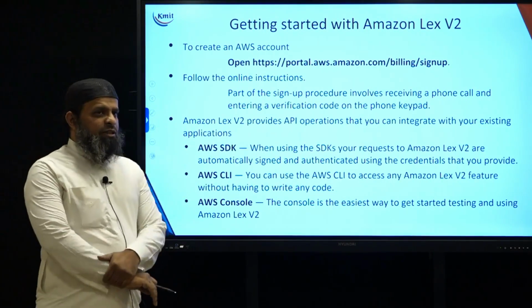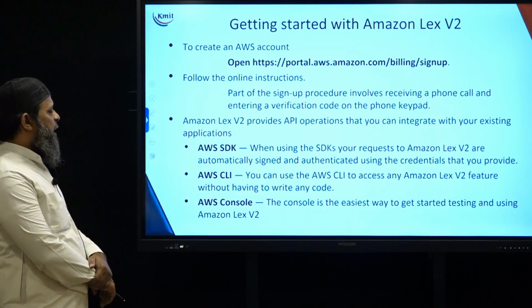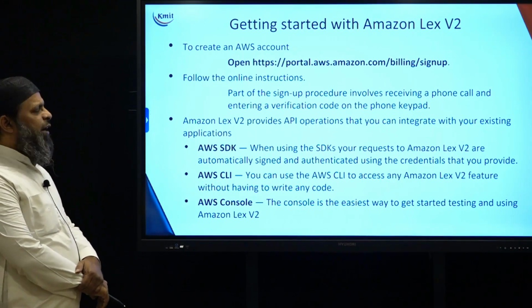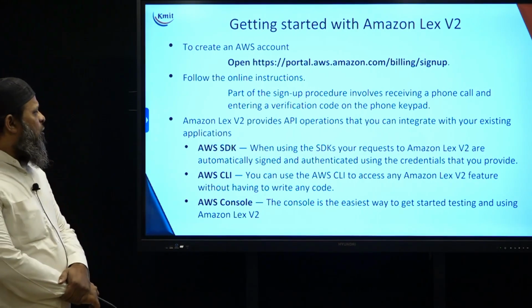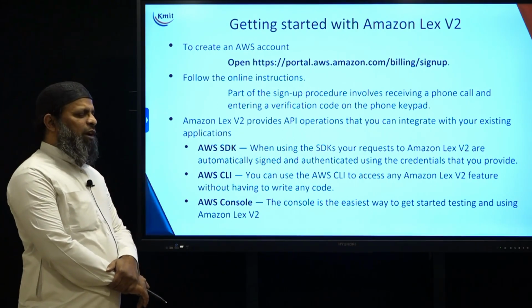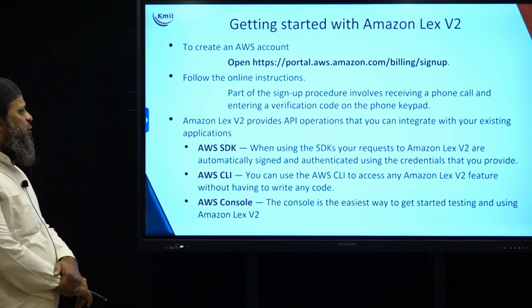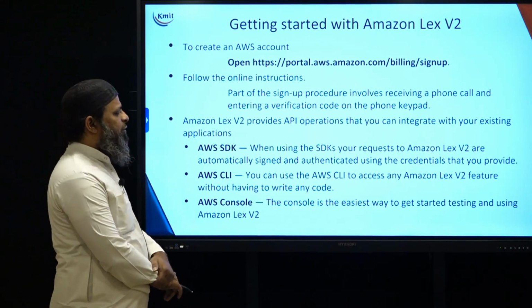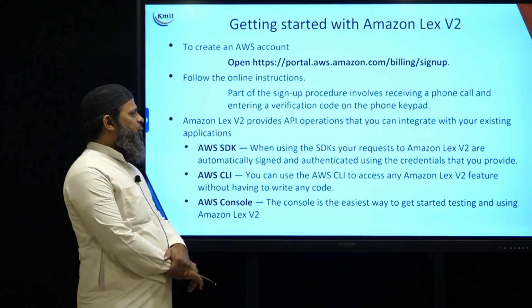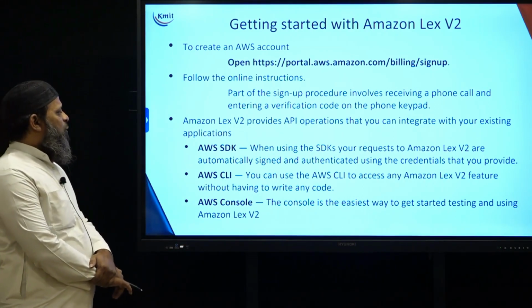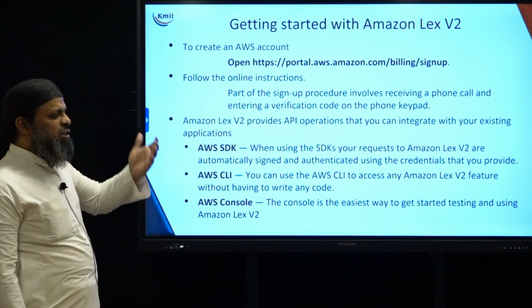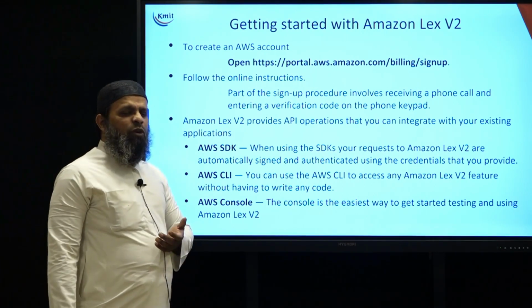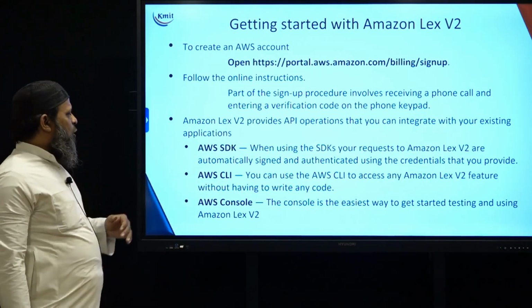So how do we create this bot? These are the steps we have to follow. First you have to create an AWS account. It is free. When you try to create the account, it may ask you for a verification code, which will be sent to your email, or if you give your phone number, you may get a call. Once you enter that OTP, and follow some basic procedures, your account will be created.